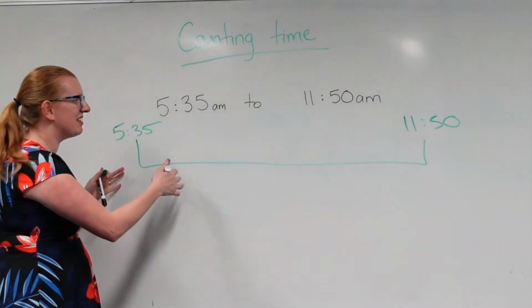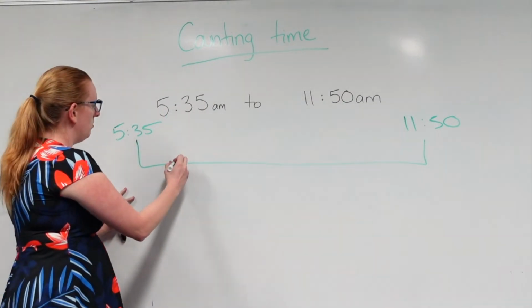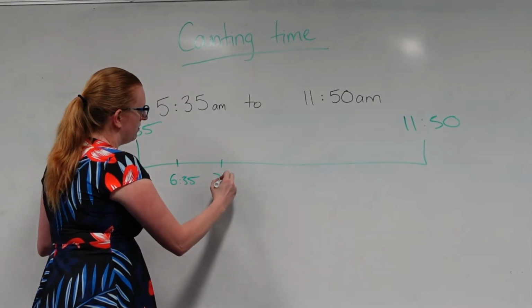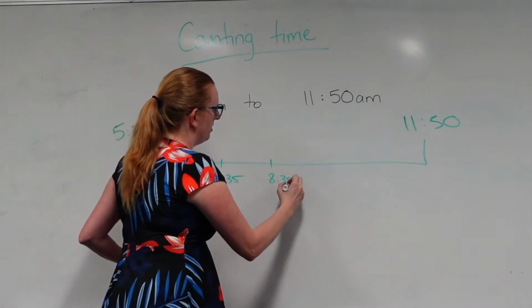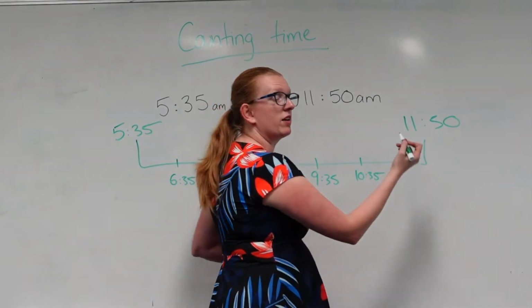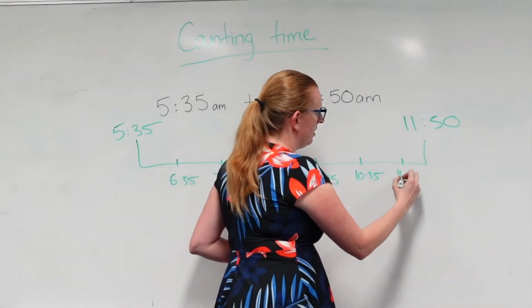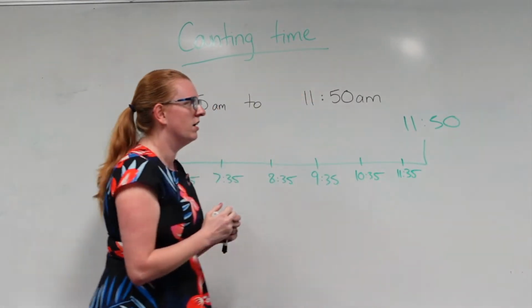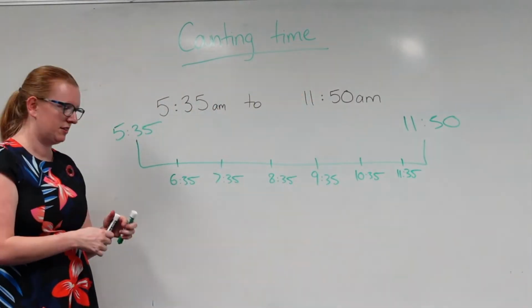Okay, so I'm just going to mark that on my number line. So here would be 6:35, 7:35, 8:35, 9:35, 10:35. I can fit in one more, 11:35. Okay, cool. So I've marked in my hours.